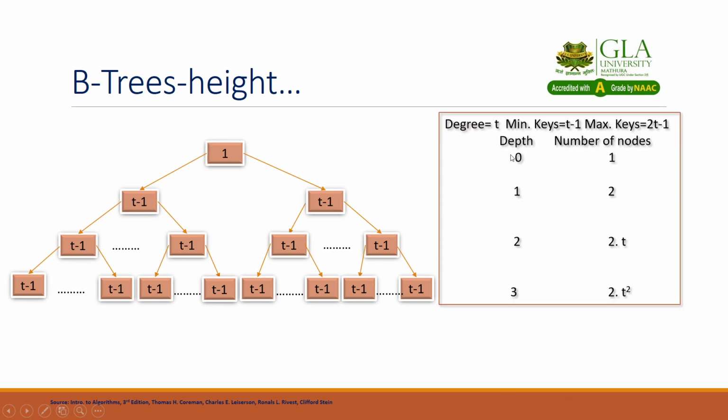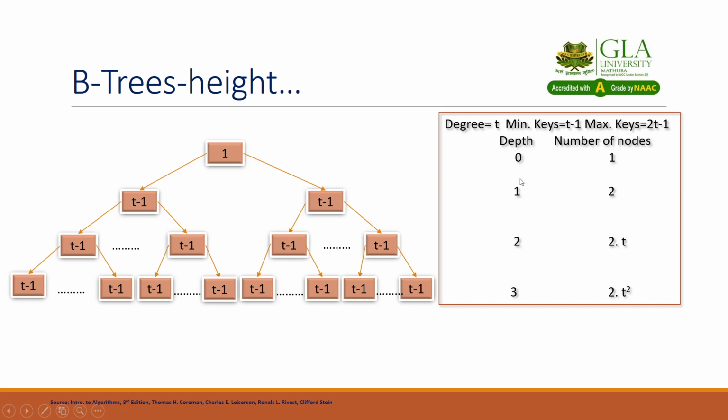So if I take the example here, degree equal to t, the minimum number of keys will be t minus 1. So depth is 0, at depth 0 this is your root. The root will have one node and it will have at least one key. So here the number of nodes will be 1 at the root at depth 0, and the number of keys may also be 1.